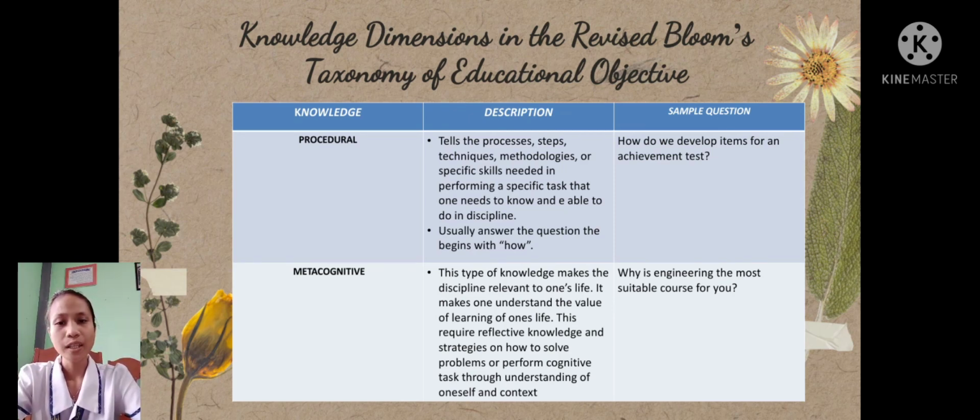The revised Bloom's taxonomy, the one revised by Anderson and Krathwohl, provides teachers a more structured and more precise approach in designing and assessing learning objectives.